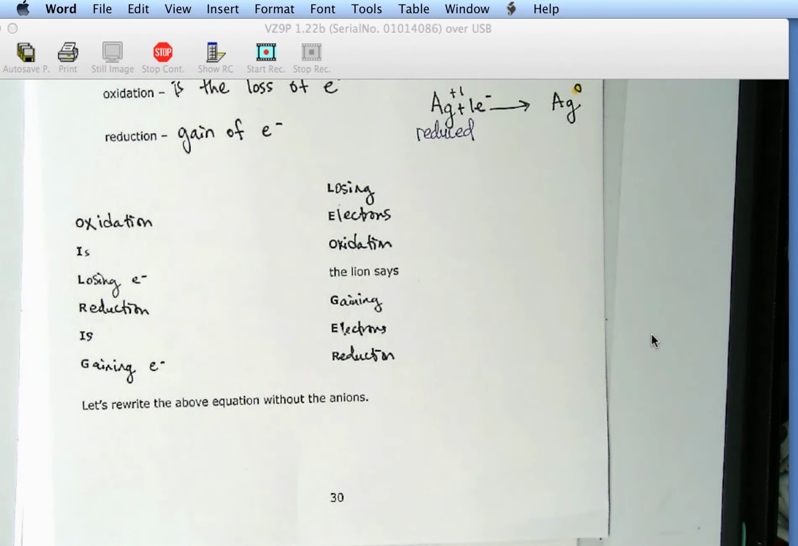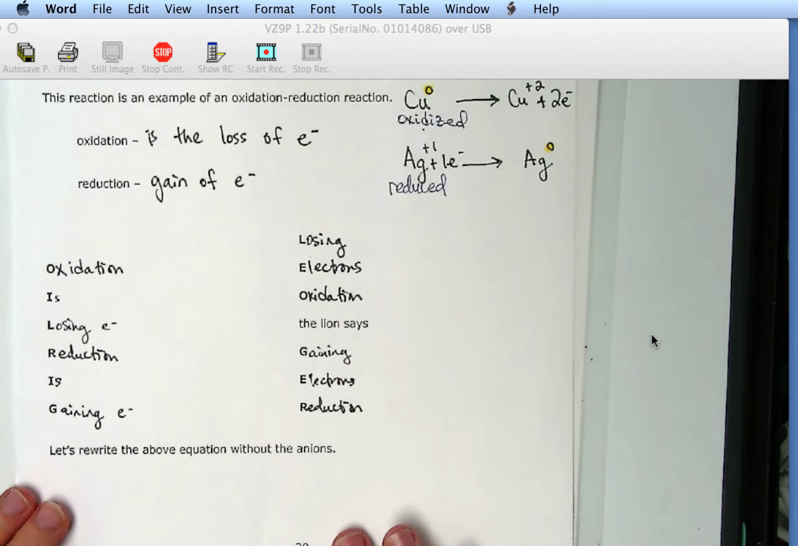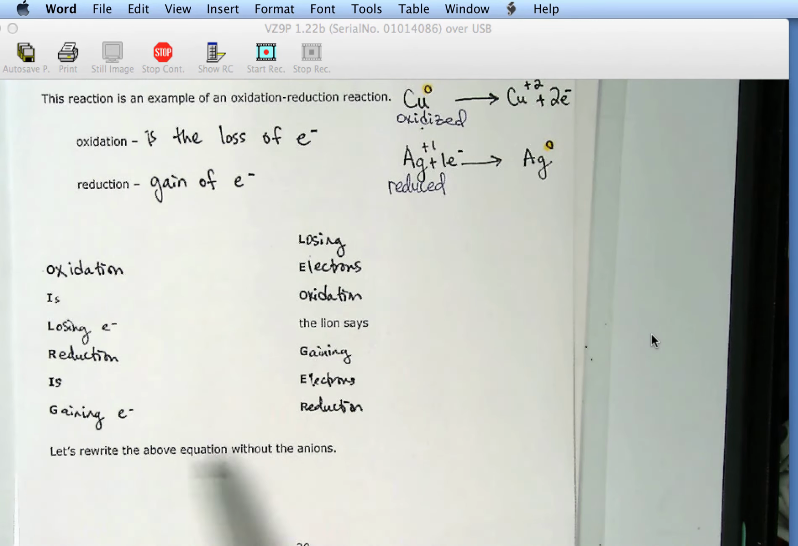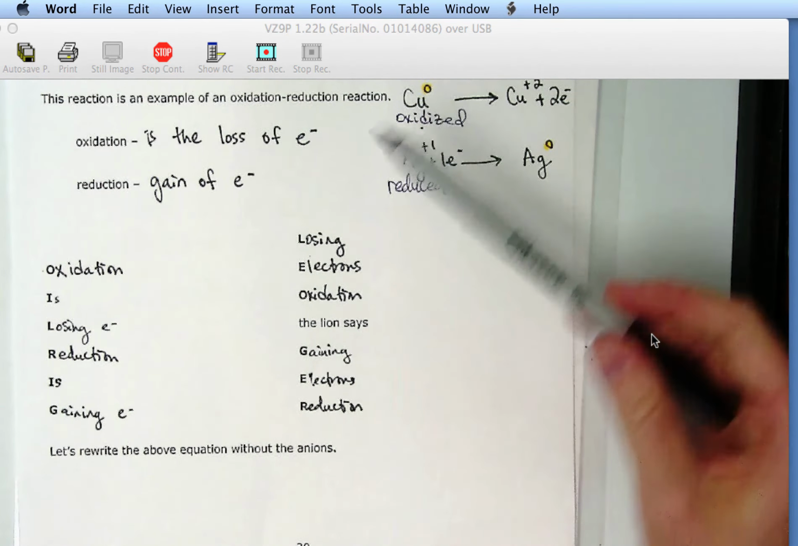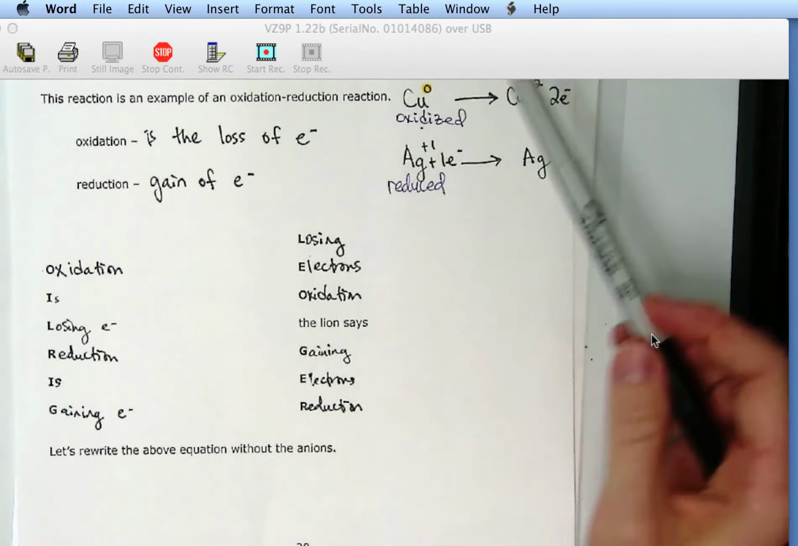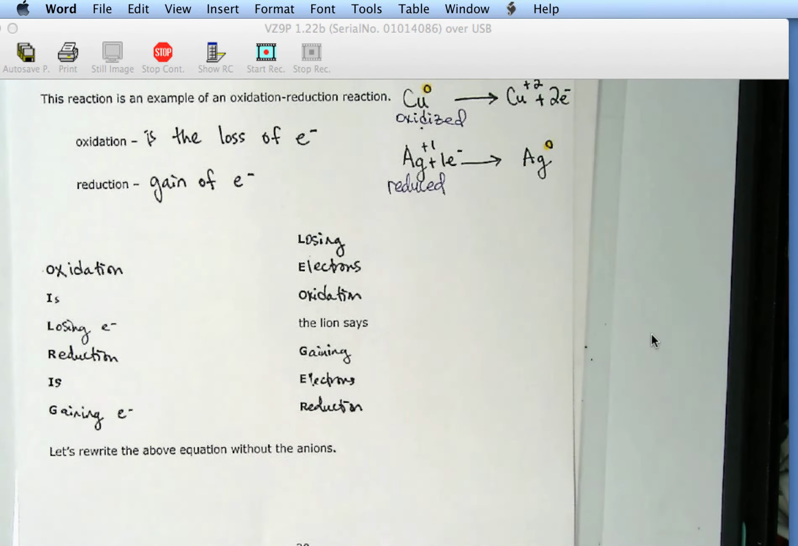So when you write the equation above without the anions, it's a lot easier to see what's going on with these metals. They're going from a neutral charge to a positive charge, or from a positive charge to a neutral charge. So we'll practice some more.